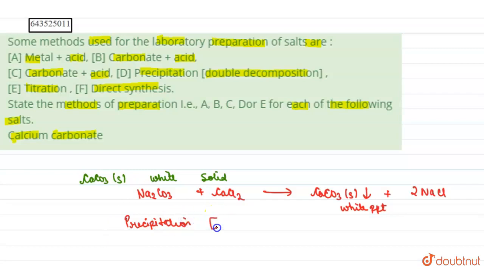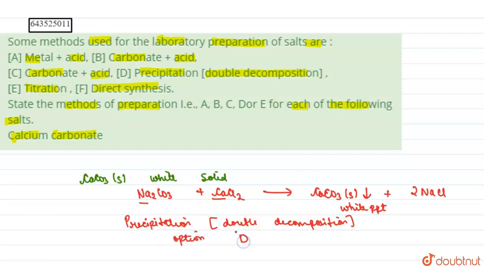and double decomposition. Okay, as you can see that Na is displaced by calcium, at the same time calcium is being displaced by Na, so it is double decomposition or displacement, hence it is option number D.